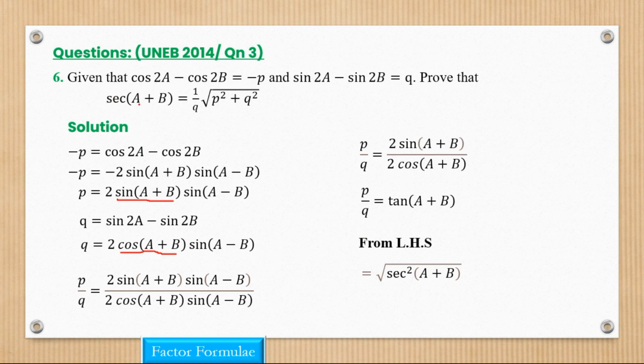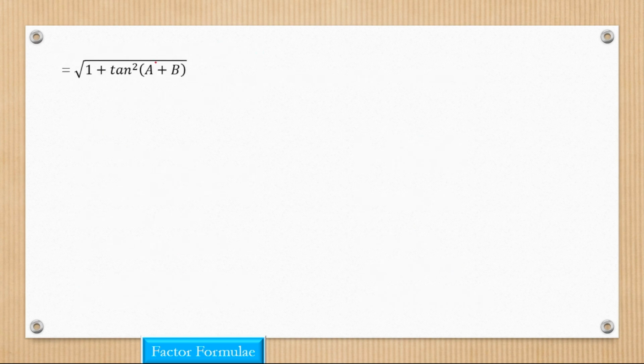This value here is the same as the root of sec squared, because if we take the root of sec squared, it gives us this answer. When you find the square root of sec squared and this 2 cancels with the half here, it will give you this again. This is quite similar to that. Now this can be changed into 1 plus tan squared a plus b. So we end up having something like that. But we remember that tan a plus b means p over q, and since this is squared, we have p squared over q squared.